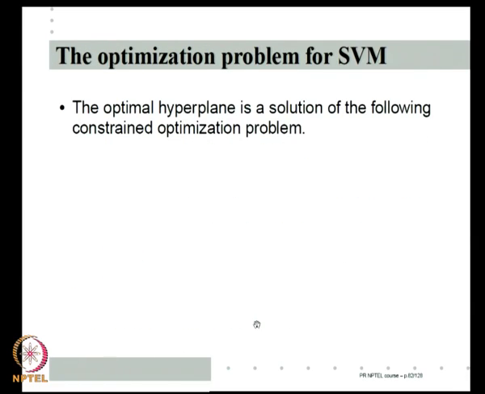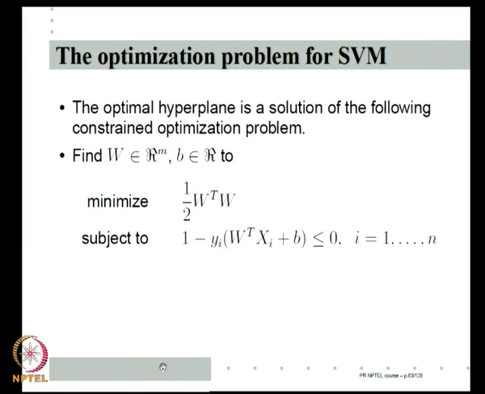Okay. Now, let us get back to the SVM optimization problem. The optimal hyperplane is the solution of this constrained optimization problem. This is the primal problem: minimize half W transpose W. I have written this in my standard form. I am writing my constraints as less than or equal to 0. So, I wrote it as 1 minus y_i into W transpose x_i plus b less than or equal to 0. There are n constraints because there are n examples, right.